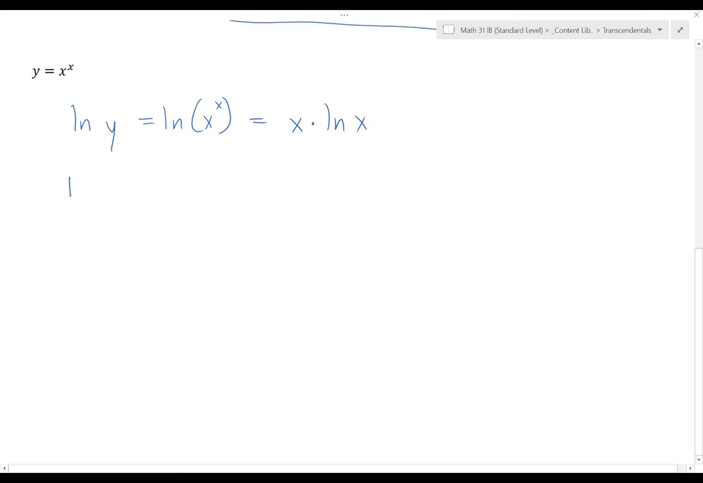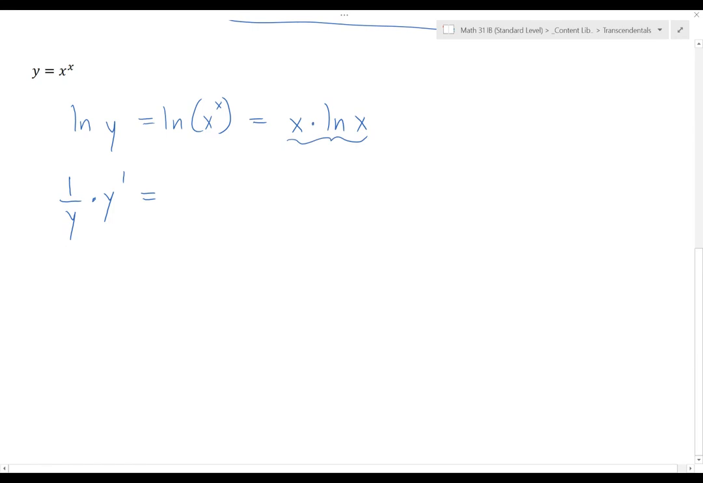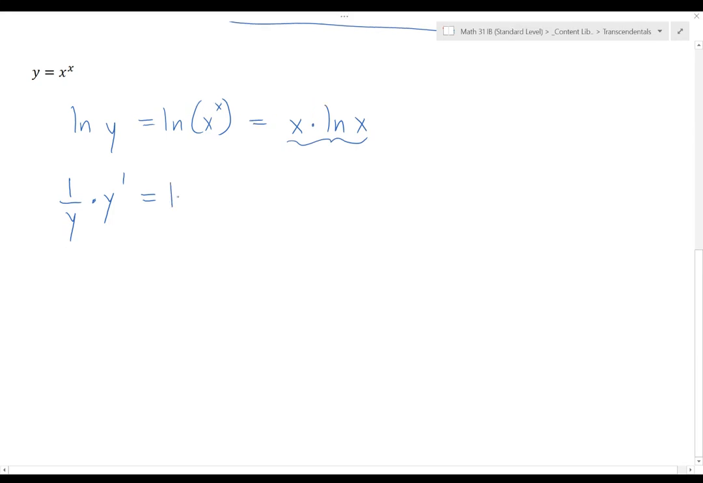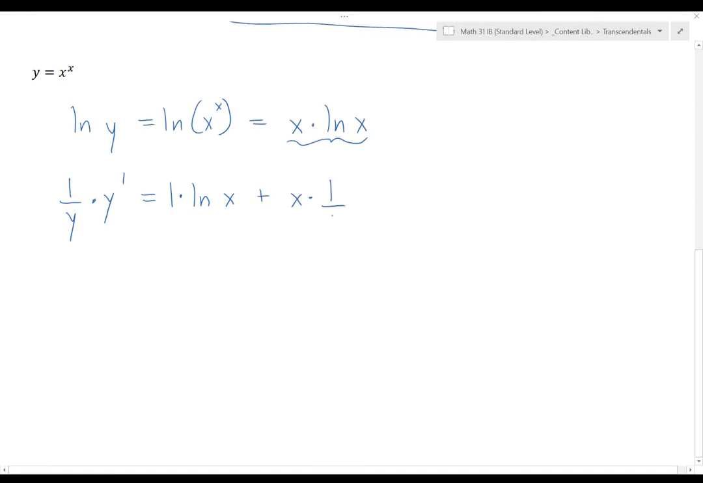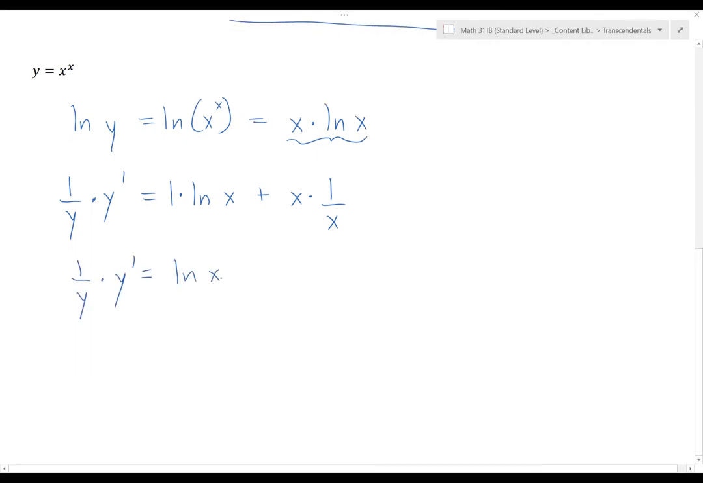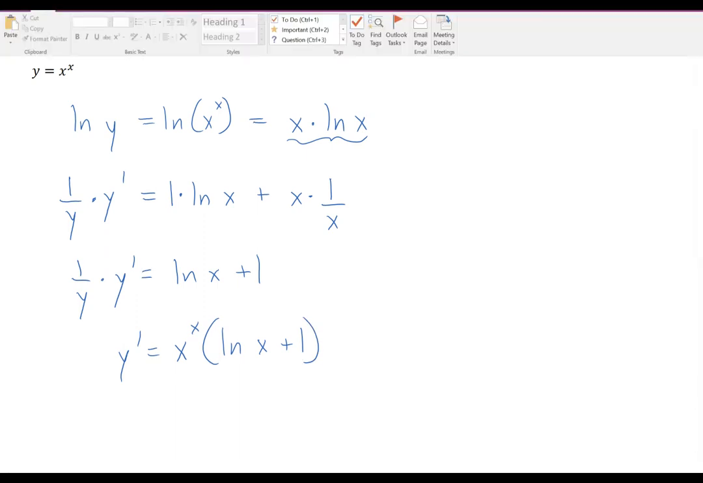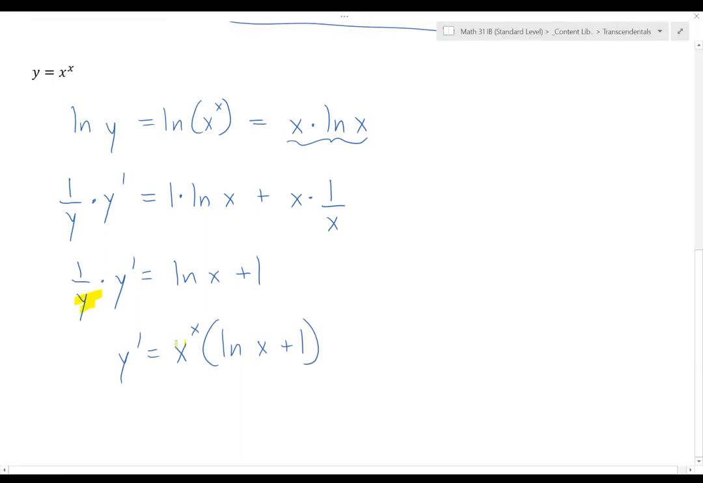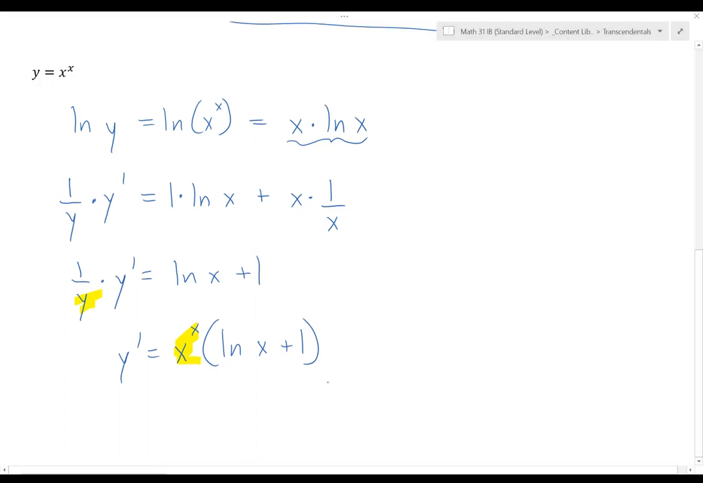So the natural log of y derives to 1 over y times y prime. Then deriving x times the natural log of x. So I'm going to start by deriving x, which is just 1, times the natural log of x, plus x times the derivative of the natural log, which is 1 over x. So this means 1 over y times y prime is equal to ln of x plus 1, which means that y prime equals y times (ln of x plus 1), but y is x to the power of x, times the ln of x plus 1. So again, when I multiplied the y on the other side, I didn't bother writing the y, I just wrote what it was equal to, which is x to the power of x. And this right here is the final derivative.